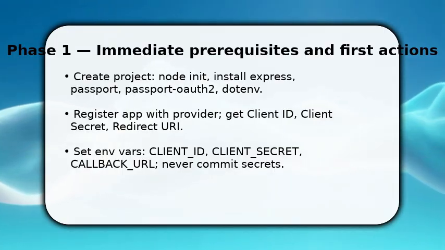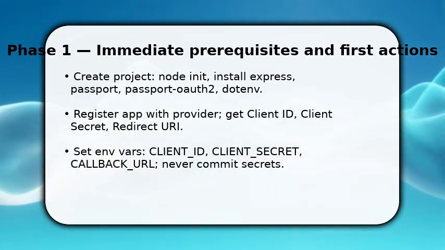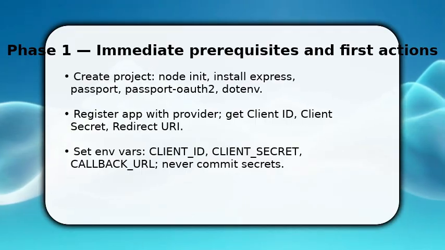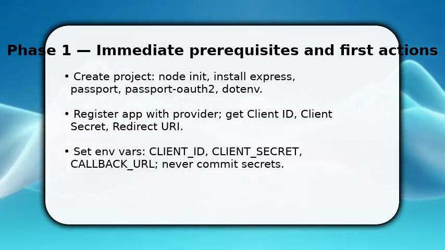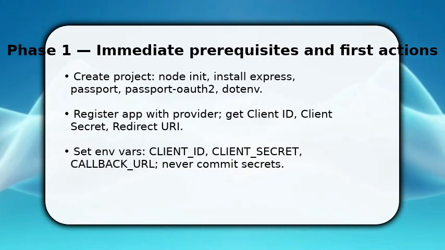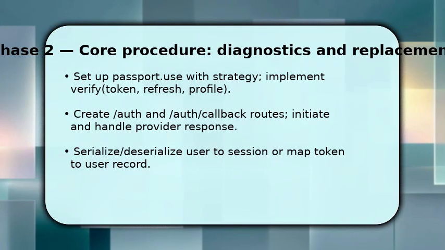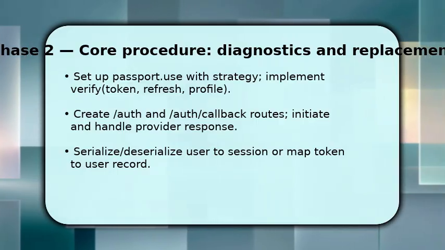Configure your Express server entry file and require Passport. Then instantiate the OAuth 2 strategy with client credentials, callback URL, and a simple verify function to receive tokens. Now implement the authentication flow step by step.